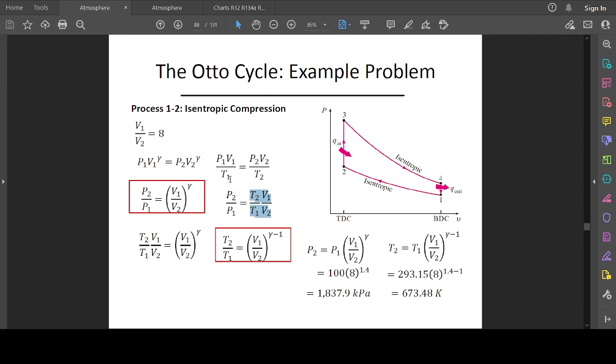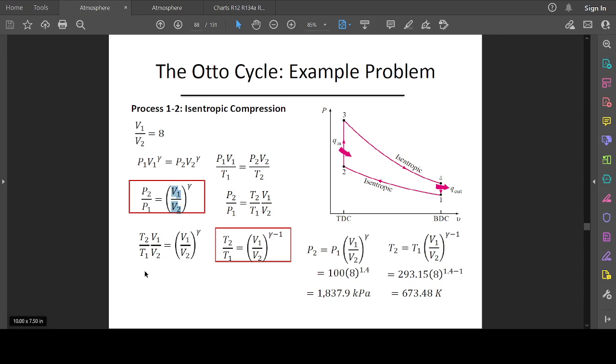And similarly, with this equation, P2 over P1 is equal to T2 V1 divided by T1 V2. And since pressure is equal to this and also equal to this, then we can bring it together. So if P2 over P1 is equal to this and also equal to this, then that means V1 over V2 raised to the power gamma could also be equal to all of this. So that's what we've done here.